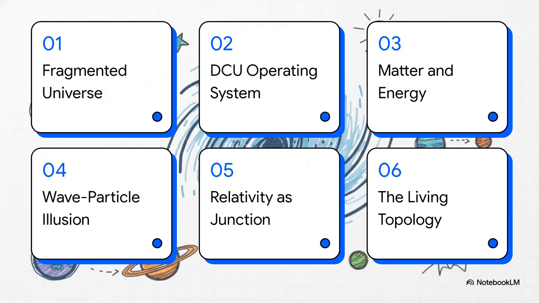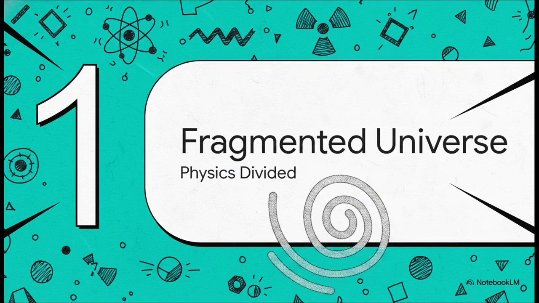Here's our roadmap for today. We'll start with the fragmented universe, look at the DCU operating system, redefine matter and energy, tackle the wave-particle illusion, explore relativity as a junction, and wrap it all up with the living topology. Let's go. Part 1, the fragmented universe.